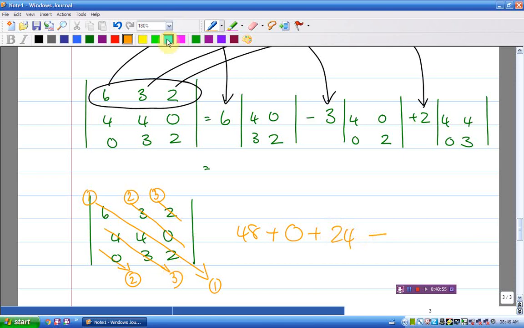Minus, then you do the same in the other direction. 2 times 4 times 0. There's the beginning of arrow 4, there's the end of arrow 4. Come on, it's easy. Here's the beginning of arrow 5, here's the end of arrow 5. 3 times 4 is 12 times 2 is 24. And then here we go, there's the beginning of arrow 6.